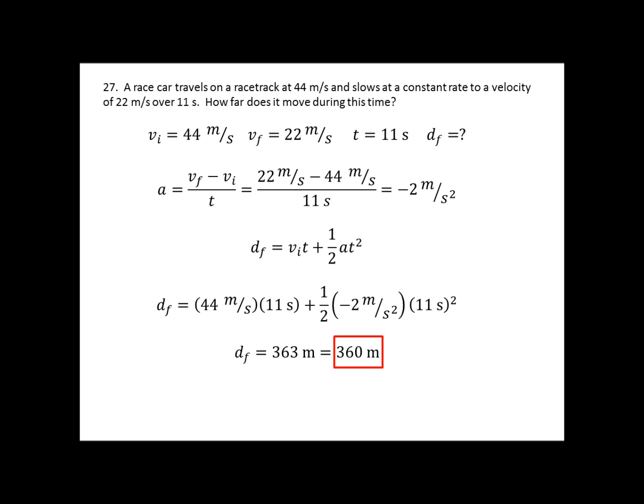Again, I can only have 2 sig figs though. 44, 22, and 11 all only have 2 sig figs. So that 3 is going to leave at the end. It's not going to round the 6. And I report 360 meters as my final displacement. So that's how far the car went.